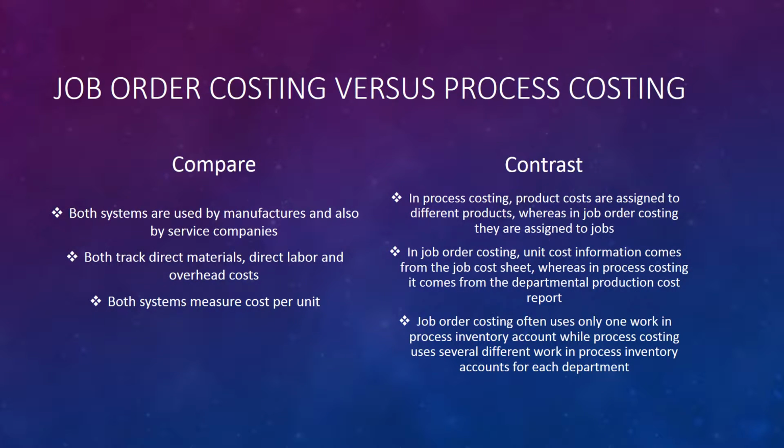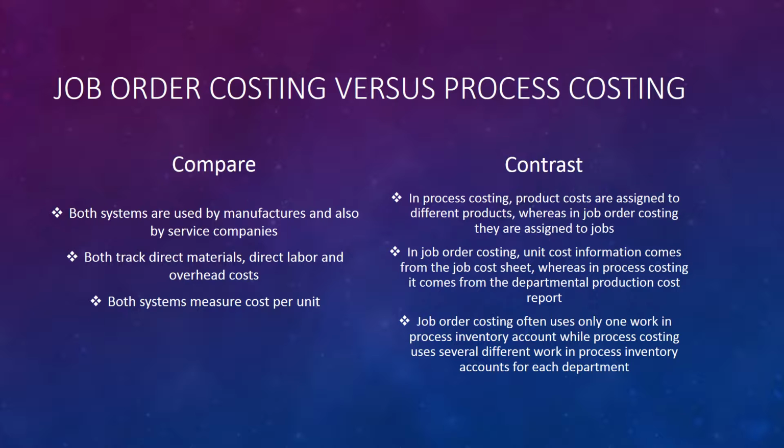Now let's compare and contrast the 2 cost accounting systems. Both the job order and process costing systems are used by manufacturers and also by service companies. Both track direct materials, direct labor, and overhead costs. Additionally, both systems measure cost per unit.